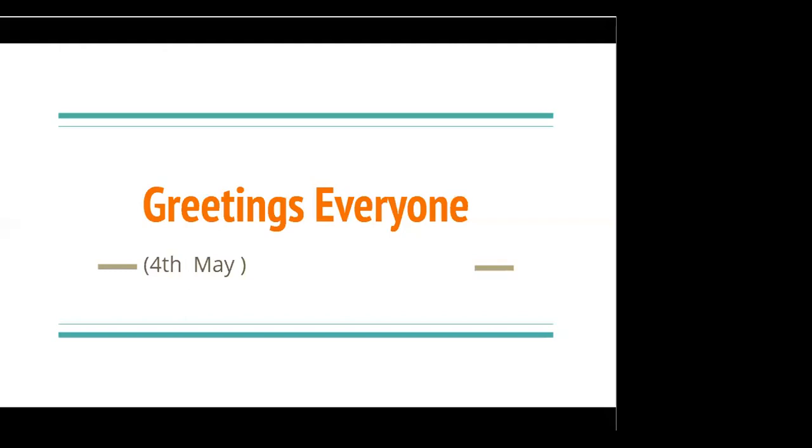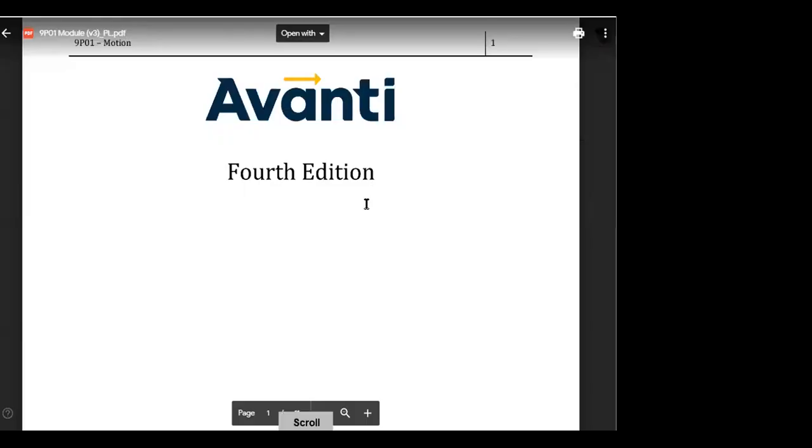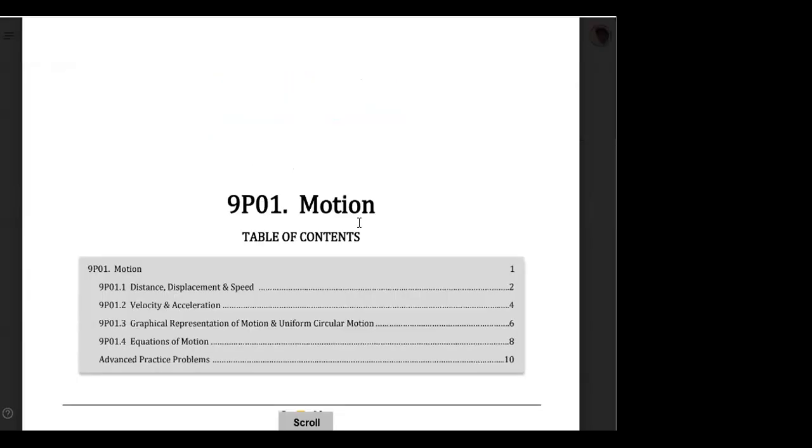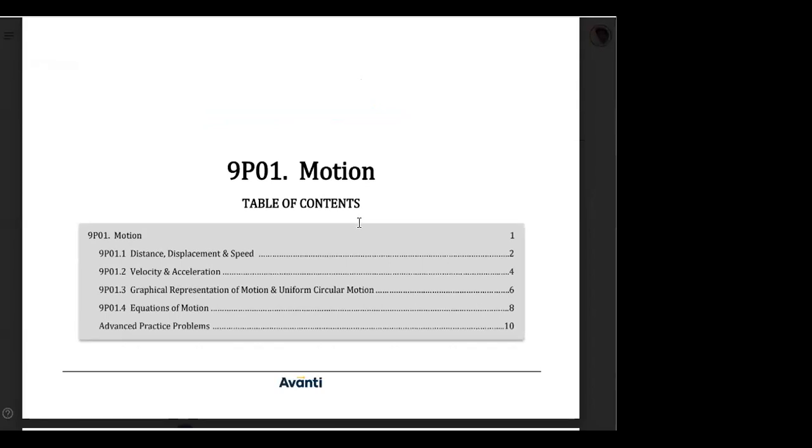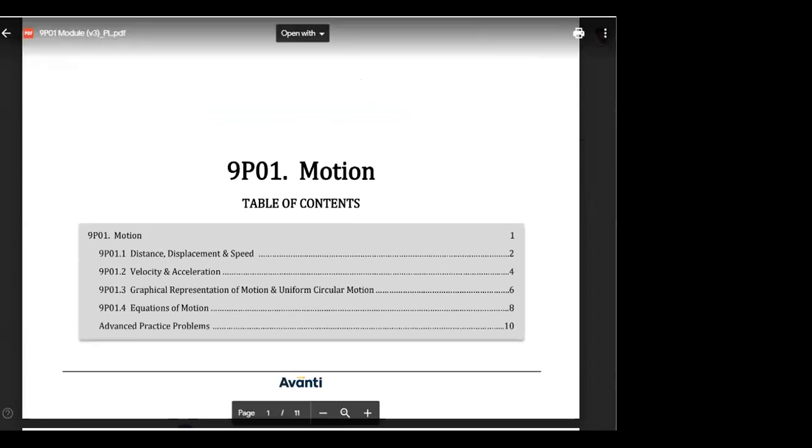I have uploaded two assignments. First, I've uploaded the already completed topics. This chapter on motion is divided into four topics. We have completed what is distance, what is displacement, what is speed, velocity and acceleration, graphical representation of motion and uniform circular motion. I'm talking about the theory point of view, and problems we still have to practice.